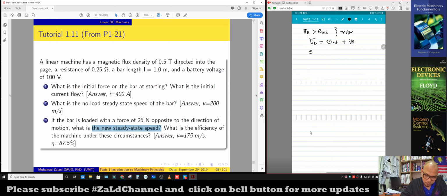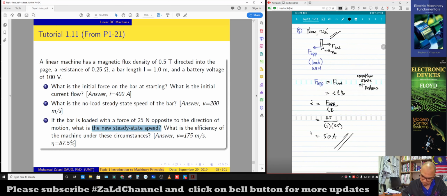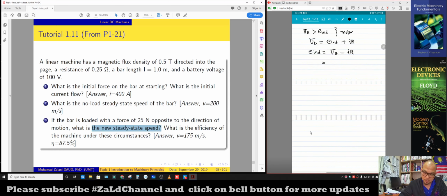Because we know VB, we don't know EIN, right? So EIN equals VB minus IR. Okay. Sorry, we don't want to find the current. Actually, we want to find the induced voltage, because we don't know the induced voltage at this stage, right? We have already found the current, 50 amps. Now we want to find the induced voltage by using that current.